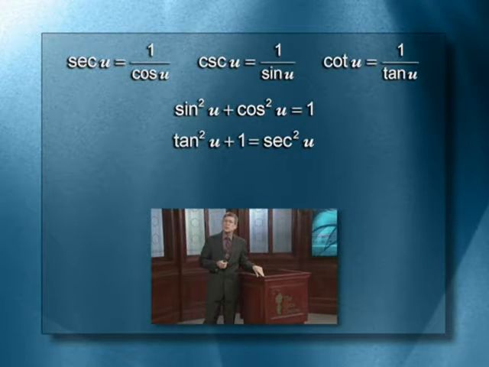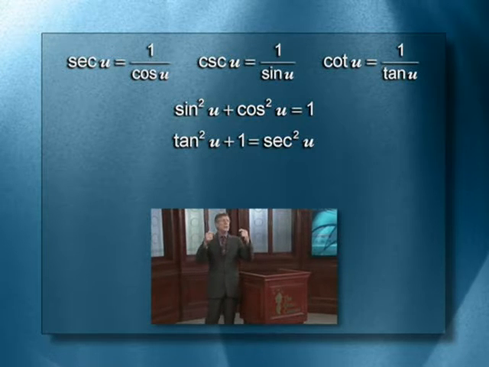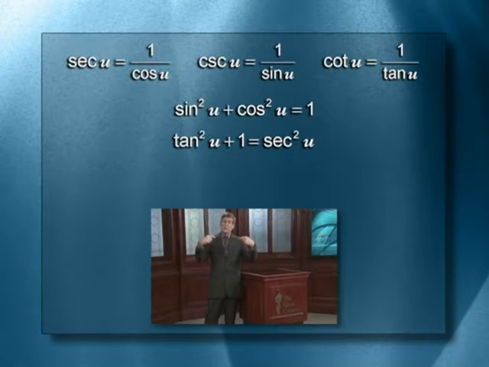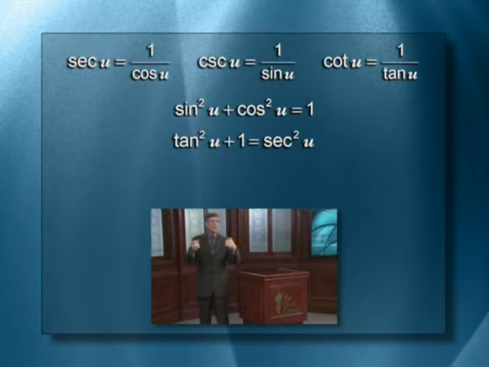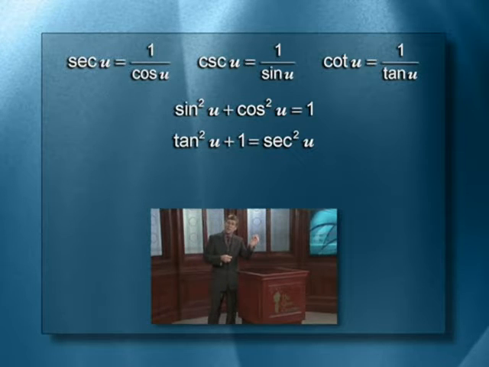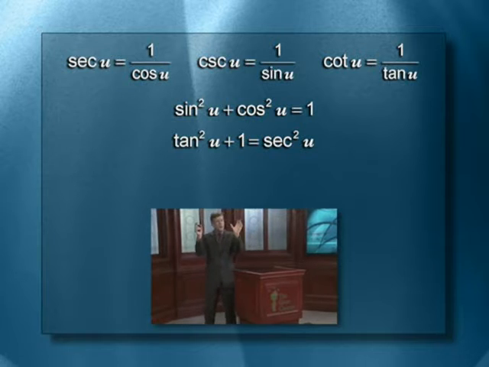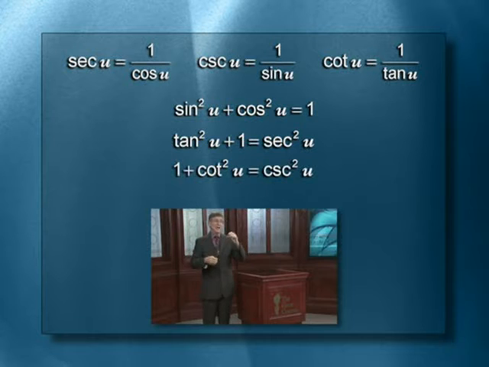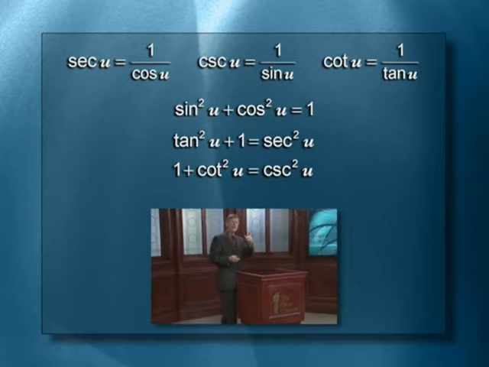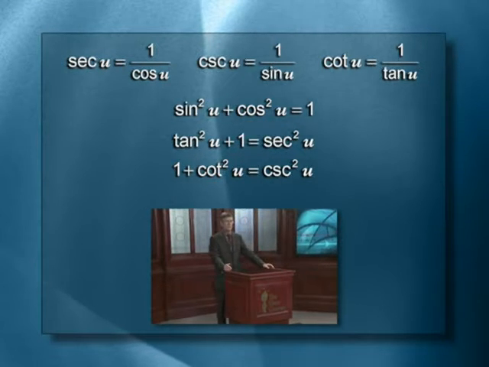Tangent squared plus 1 equals secant squared. How did we get that? Well, we divided both sides of the fundamental identity by cosine squared. And if you remember that computation, it gave rise to tangent squared plus 1 equals secant squared. In a similar fashion, if we divide both sides of the fundamental identity by sine squared, we get 1 plus cotangent squared equals cosecant squared. That identity is not quite as important as the tangent squared identity I just talked about.